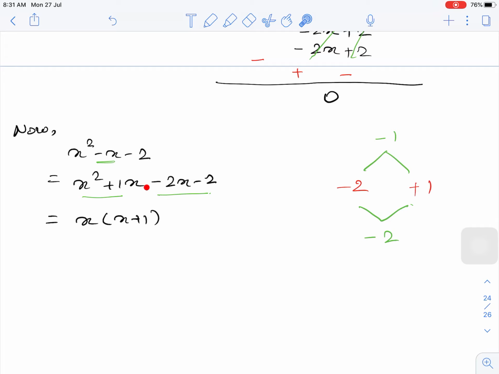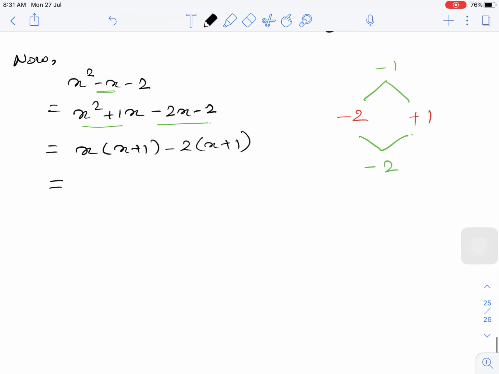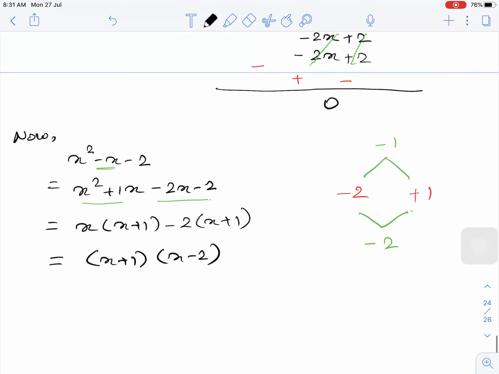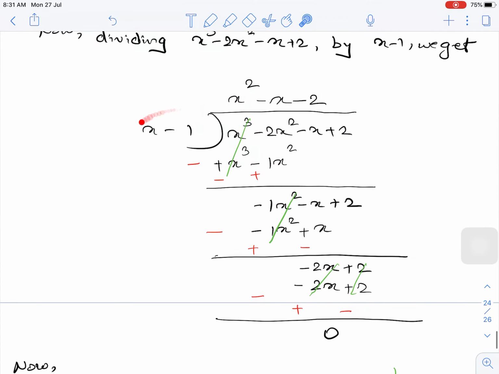Now I told in the previous period, if here it is minus, directly write minus. So next you will get -2 in bracket x plus 1. This I have already explained in the previous period. Now here also x plus 1 is there, so we take that x plus 1 out of the bracket. So what you will get is x plus 1 and x minus 2. Now we have these two as factors, and this one is also a factor of this one.